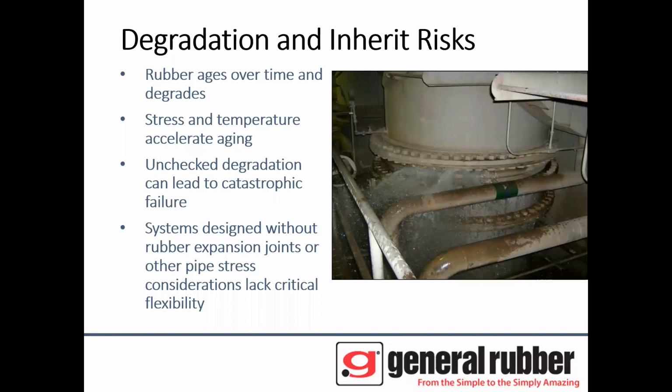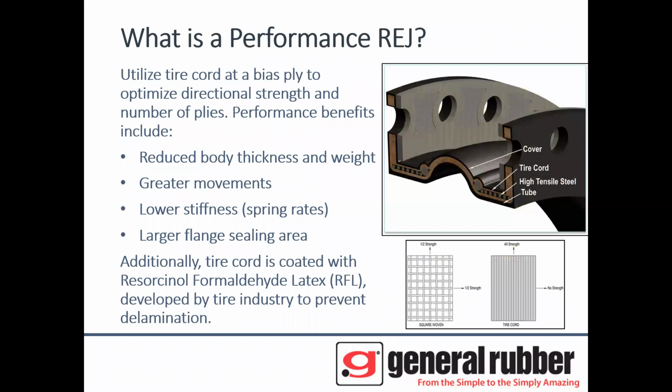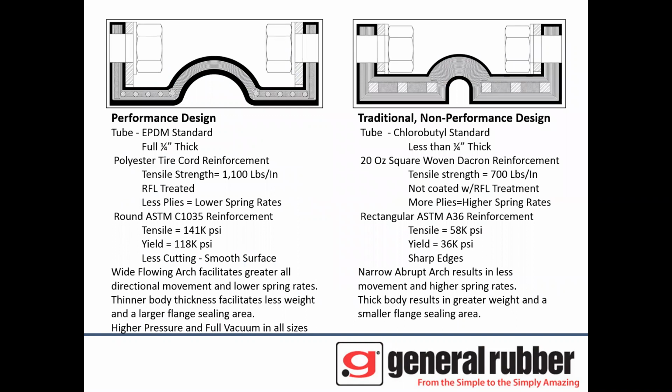Of course, we don't want to discourage the use of rubber expansion joints because systems designed without rubber expansion joints or other pipe stress considerations will lack flexibility and can fail much sooner. So again, the performance expansion joint has this optimal bias ply, reduced body thickness, greater movements, lower stiffness, and a larger flange sealing surface. And you may want to compare that to the non-traditional design, the non-performance design.